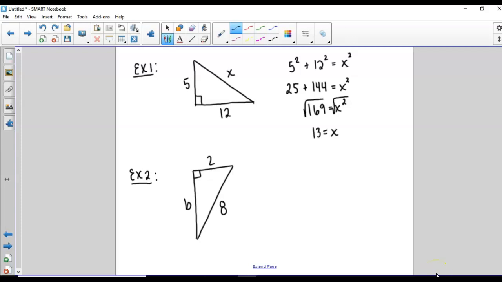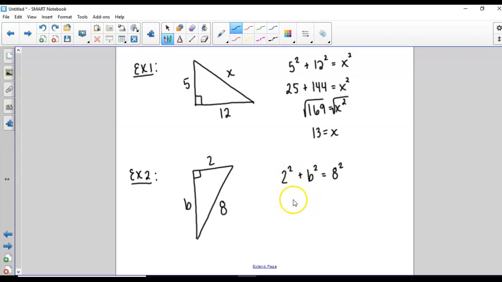Okay, let's see. For this one, Cole, what are the legs of this triangle? 2 and B. Tristan, what's the hypotenuse? 8. So to put this in the Pythagorean theorem, we're going to have 2 squared plus B squared equals 8 squared. The biggest mistake I see students make is they always just use the numbers on the left-hand side. They'll say 2 squared plus 8 squared equals B squared. But 8 is the hypotenuse. It has to go over here on this side. Okay?